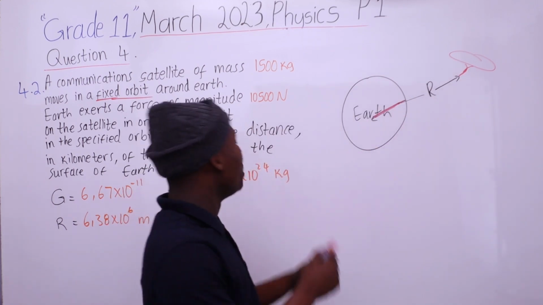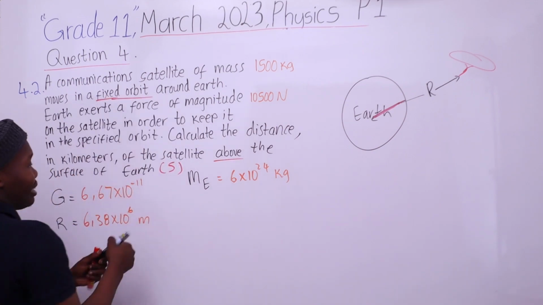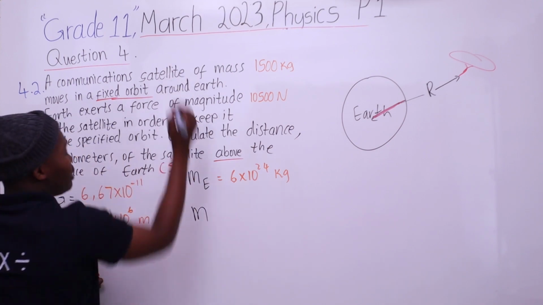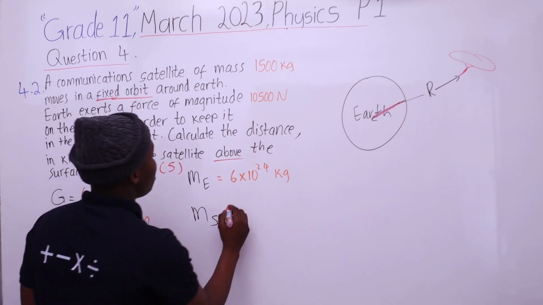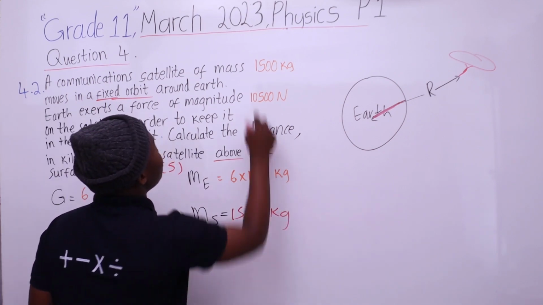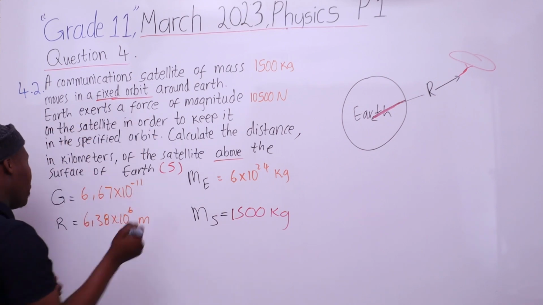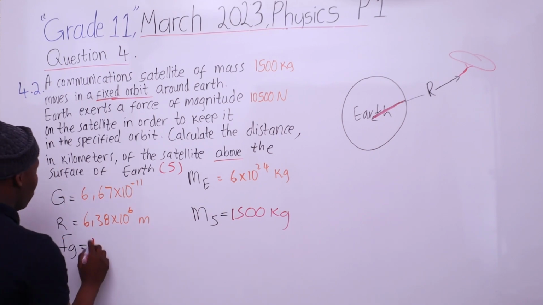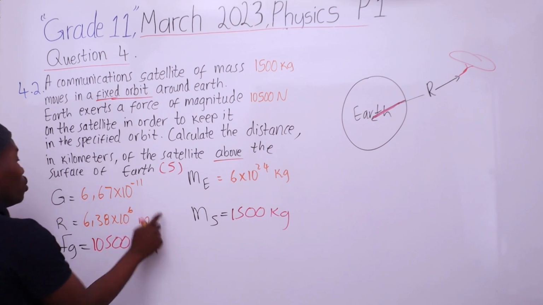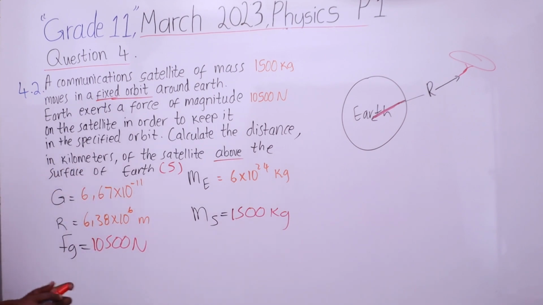So we know here that ME is the mass of the Earth. But the mass of the satellite is 1,500 kilograms. They tell us from the statement. And then they tell us that Earth exerts a force of magnitude, the gravitational force FG, equal to 10,500 newtons. That is written in orange, you get it from the data sheet at the end of your question paper.